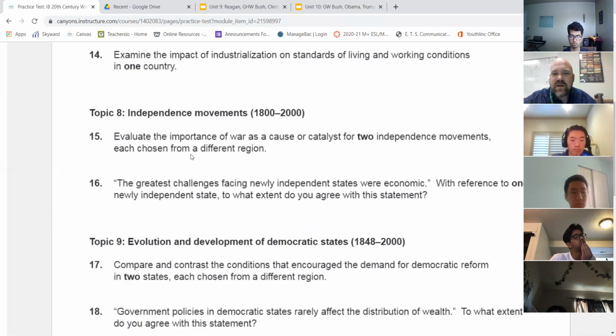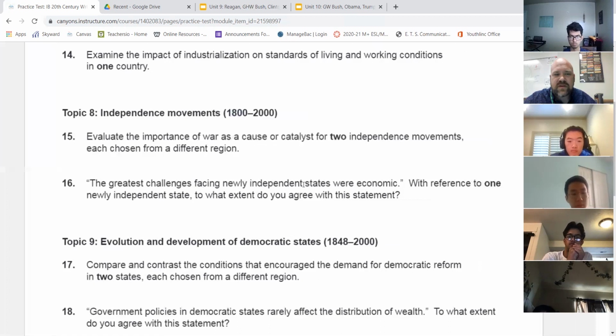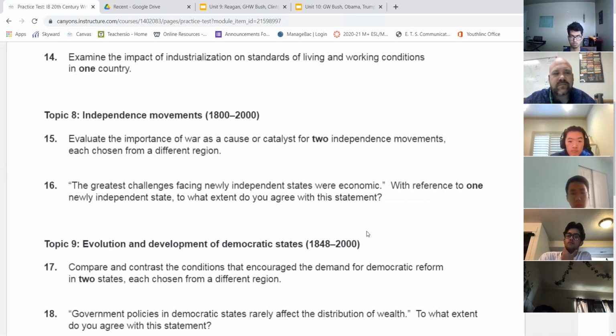Okay, so independence movements, you would answer this about India or South Africa or Ireland, right? Can you use the United States for this one? No, because the United States gains its independence before 1800. So no United States for this one. Okay. All right. So Raul, read question 15 for us. Evaluate the importance of a war as a cause or catalyst for two independence movements, each chosen from a different region. Excellent.